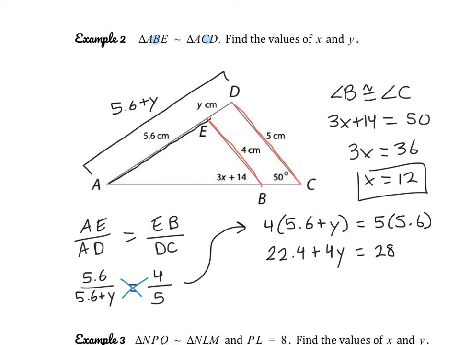So the hard part is done. So we have 4y equals 5.6, and then if we divide both sides by 4, we get y equals 1.4. So again, just be careful when you're setting up your proportions that you do need to use the entire side length. And here, remember, y, which we're solving for, is only part of the total side, so we can't just use y. But again, just using segment addition postulate, we can pretty easily describe AD.